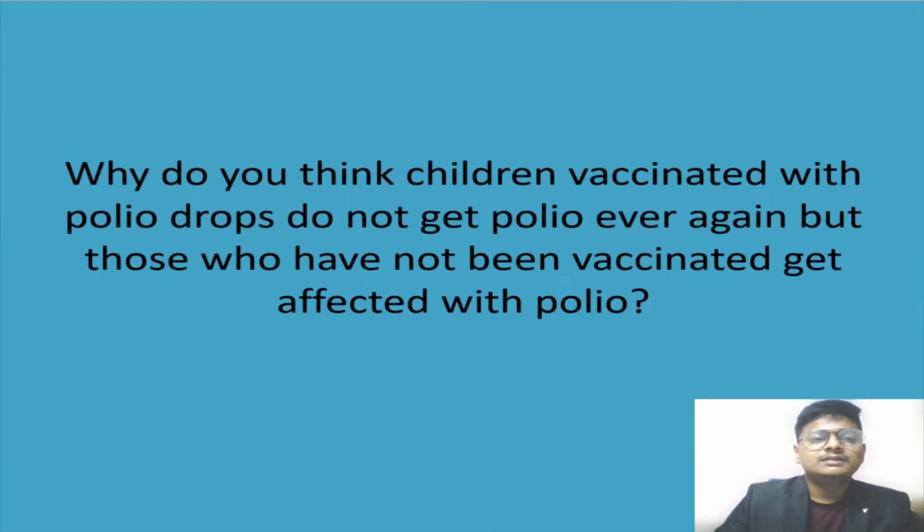Now a question comes, why do you think children who get vaccinated with polio drops never get polio, but those who have not been vaccinated get affected with polio? We can take the vaccine later also, when we get to know that we are getting affected by polio. But why are the children not affected by polio, but those who don't take this vaccine are affected by polio? The reason I told you in the starting is the reason.